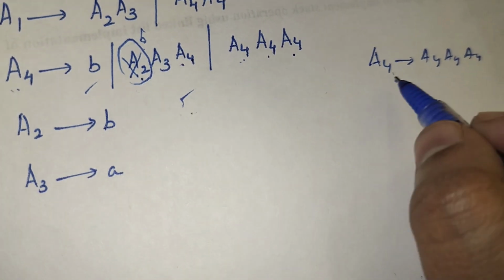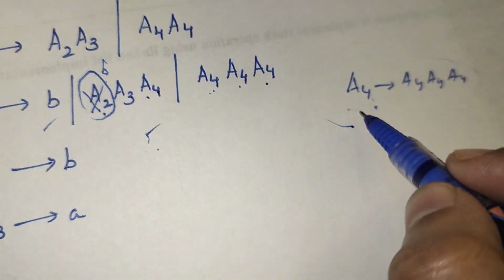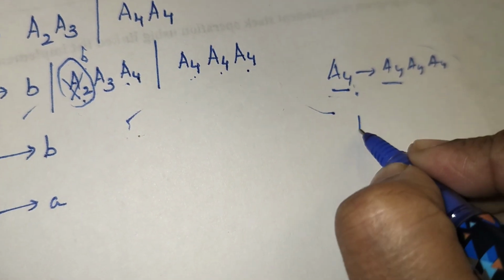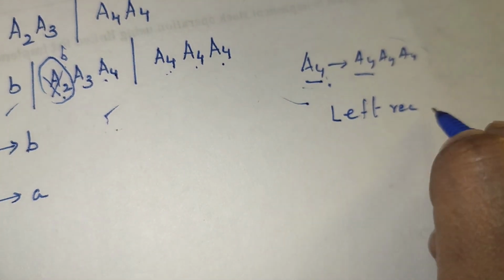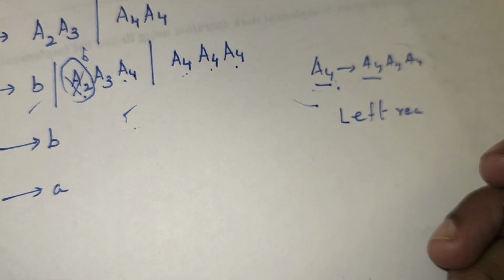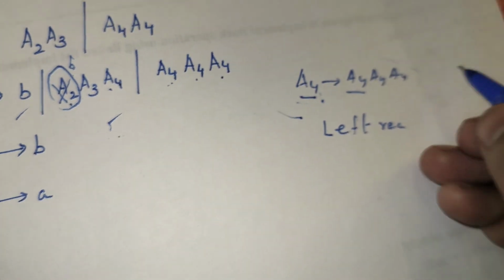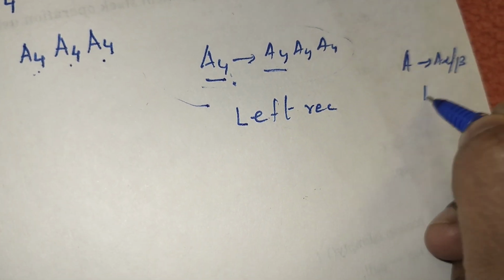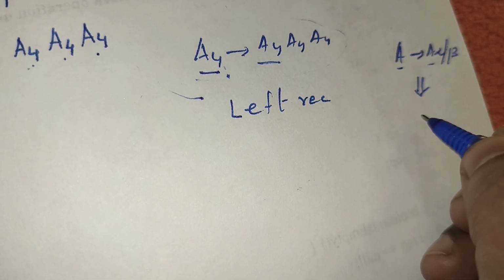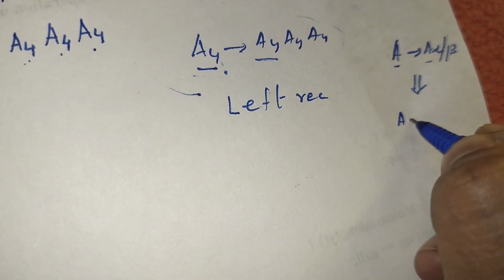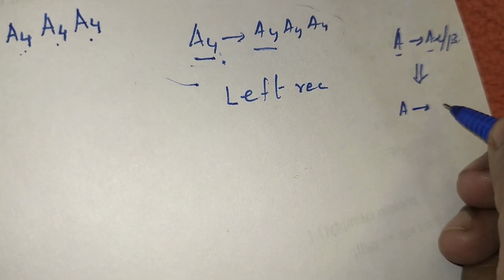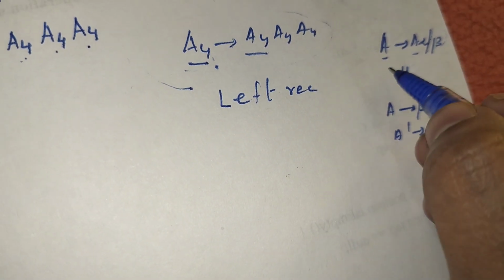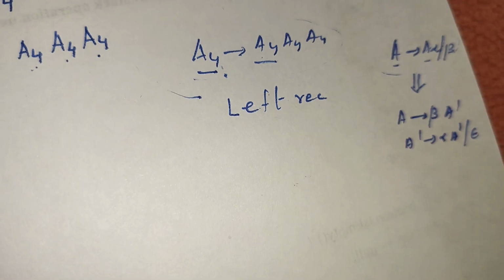See, what is the peculiarity of this particular production? This is left recursive. LHS part A4, RHS part starting with A4. It indicates left recursion is there in this particular production. So how to eliminate left recursion? Normally, for left recursion elimination, you know that A gives A alpha or beta. This is left recursive, right? We replace it by adding a new non-terminal, so we can replace the single production rule with two production rules: A gives beta A dash, A dash gives alpha A dash or epsilon. But this is not in this particular form.